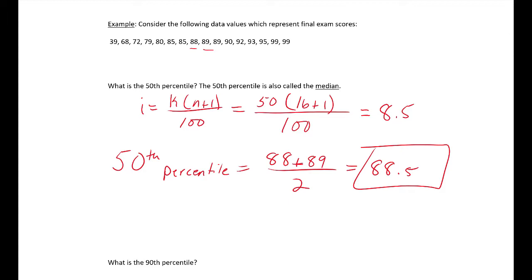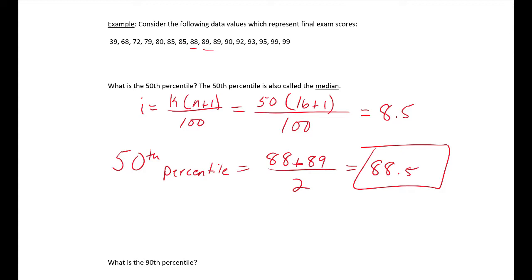Now, in the example I did here, you had to do one extra step because our index was a decimal. If your index ends up being a whole number, then your percentile is just whatever that index indicates.